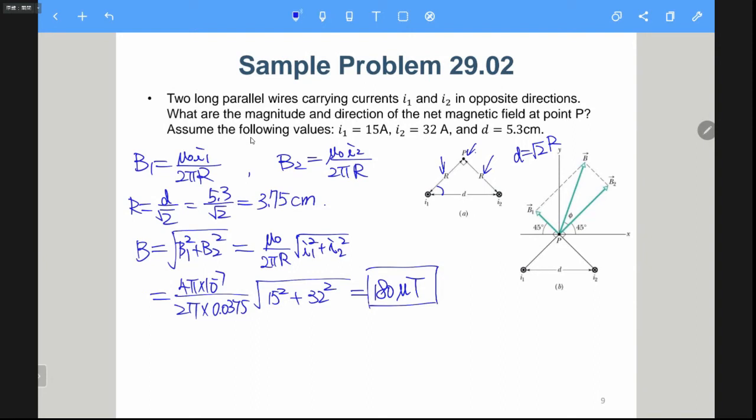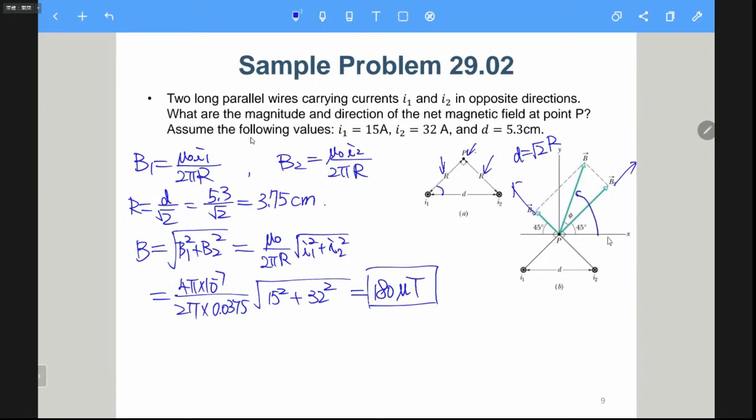Okay, so the next is to determine the direction. Actually you can try to decompose B1 along x-axis and y-axis, and then decompose B2 in x-axis and y-axis, and then you add them together, and then you try to find the direction. But here we can just simply assume that the coordinate axis is like this. So you can simply find phi here, and then you add it by 45 degree, and which will be the angle from the x-axis to this one.